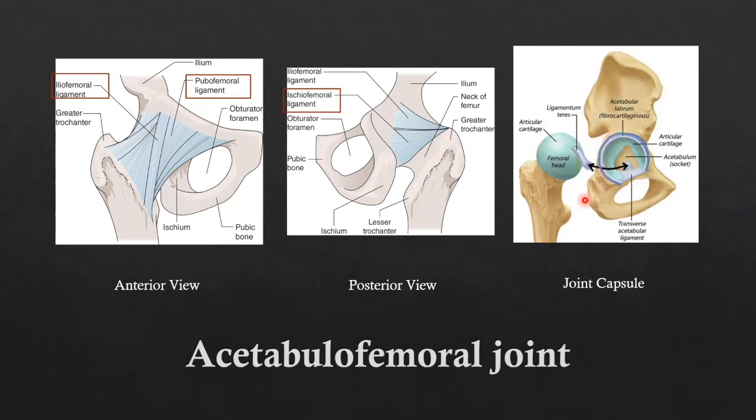Another important note, along with the various structures of the joint, is this small foveal ligament, also known as the ligamentum teres. It acts as another connective mechanism which attaches the femoral head to the acetabulum.